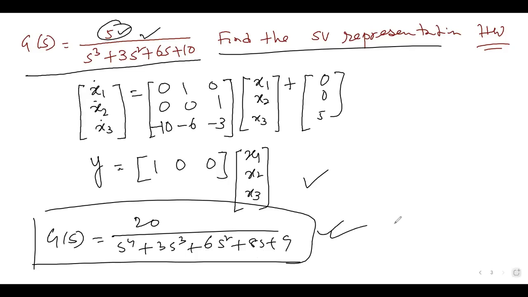So now we'll find case 2, if the system has a zero. Case 2, transfer function with zeros. Again, this was a transfer function without zeros. Okay, let us go to the problem directly.